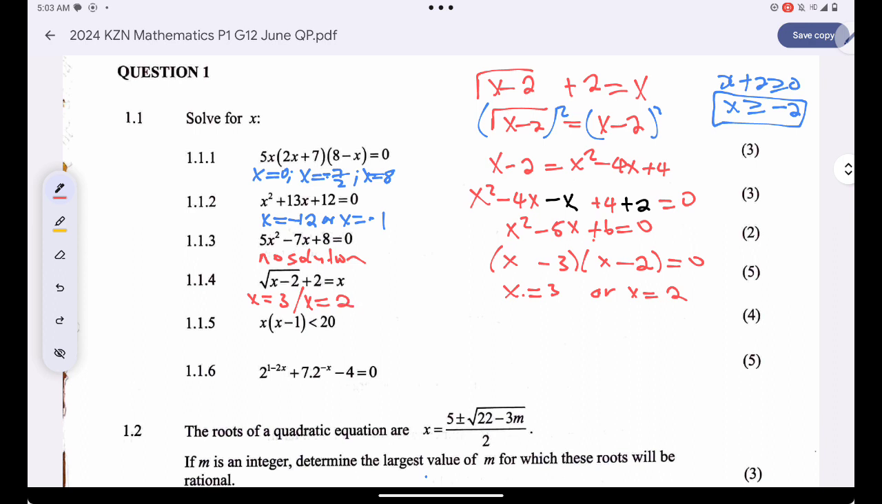If you are not sure about your answer, guys, just take one of them, substitute them on your original equation. If the left hand side is equal to the right hand side, therefore that answer is accepted together. If we found out the left hand side is less than the right hand side, or vice versa, that answer is not applicable, because the left hand side should be equal to the right hand side together.